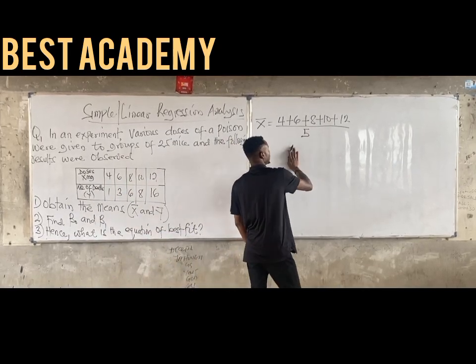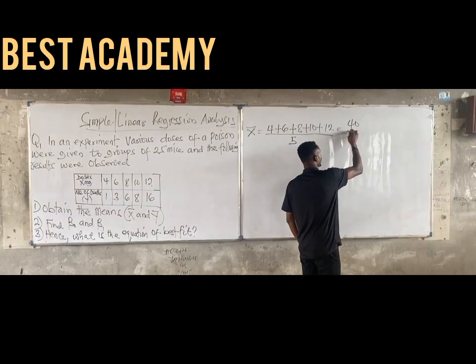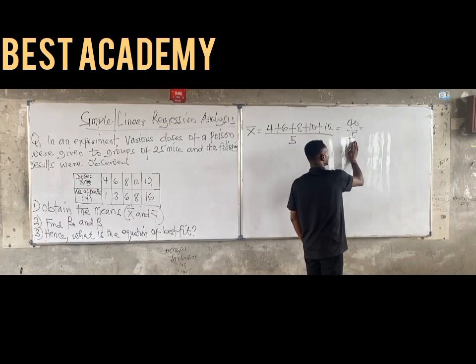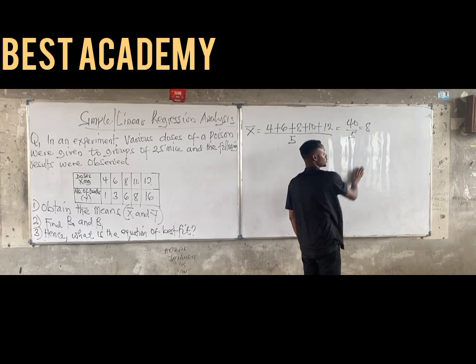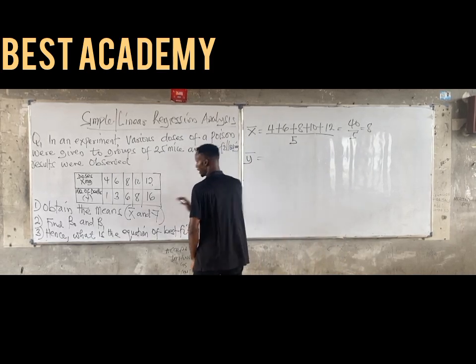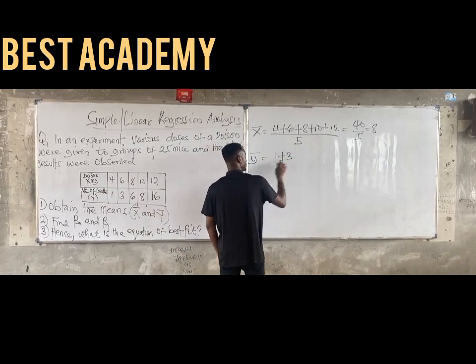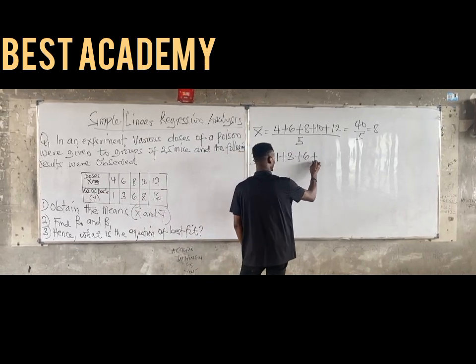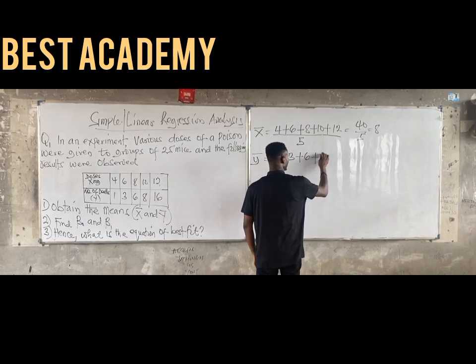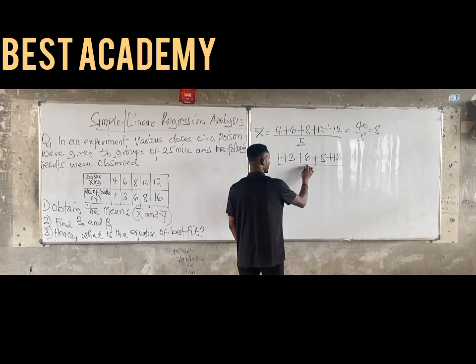Okay. Now punch your calculator. What is the answer? 40 over 5, which gives us 8. Now let's get Y bar. Y bar is going to be 1 plus 3, please take note, plus 6 plus 8 plus 16, all over 5.